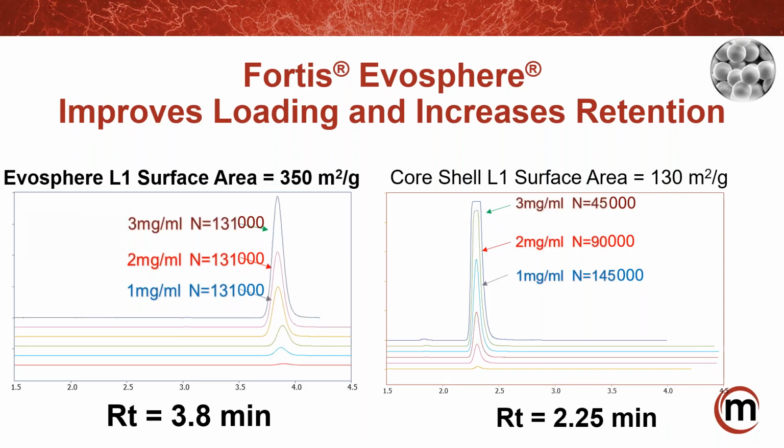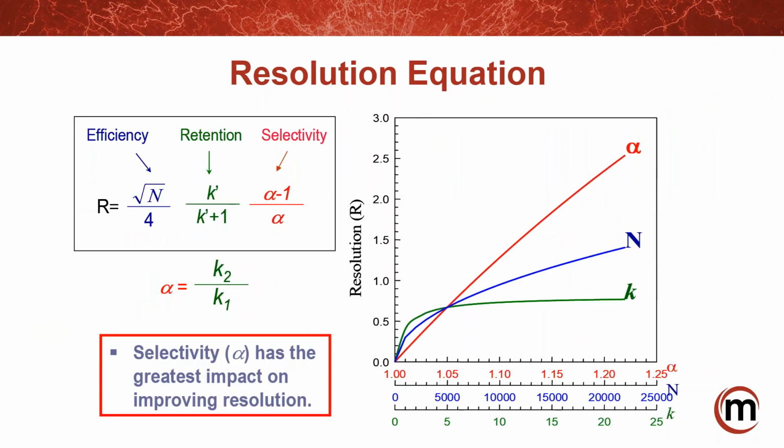So I can have 1 mg, 2 mg, 3 mg per mL, and I'm still maintaining the efficiency on the left trace with Evosphere, but on the right trace in the core shell, you start to see it overload at about 2 mg per mL for a well-behaved analyte. And I think the important thing here is to say, okay, well, great. So I have a really efficient material. I'm going to have it based on the back pressures.